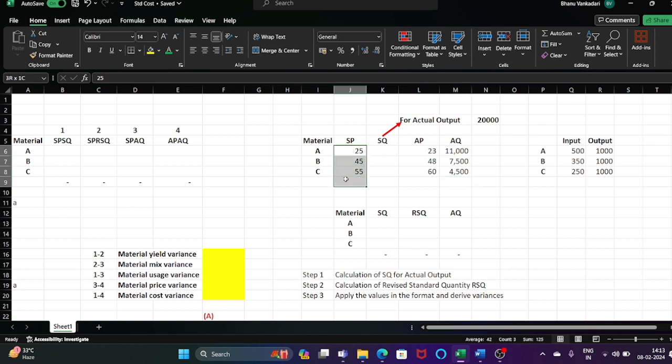So we filled these values, we taken these values straight from the examination question. Now we have to calculate. Step 1 is to calculate the standard quantity for actual output. How? On what basis? Input output basis. How can we calculate? Well, let us see.